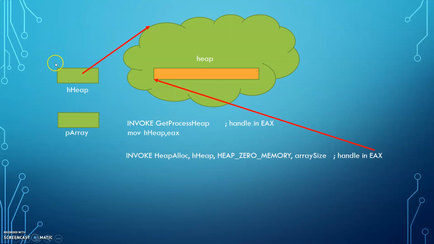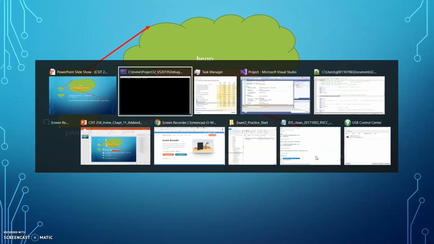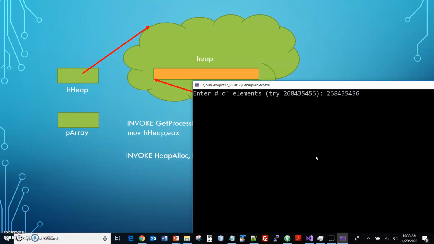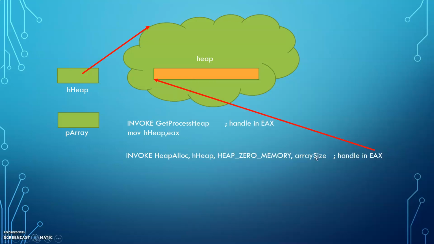Using the handle to the heap, it's asking for array size. When I do hit enter, the array size is actually going to be in bytes, so it's going to be this number times 4 to represent basically a gig of memory that it's going to ask for. And here we're asking it to do us a favor and zero it out, so all the elements are 0. Then the handle will be in EAX, and we'll make a copy of it to this P array.